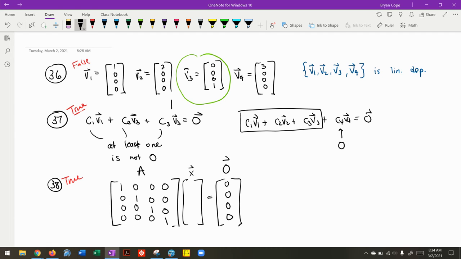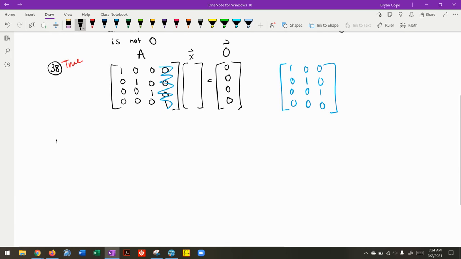So if we eliminate V4, okay, so if we dump this, then we have a new matrix that's 1, 0, 0, 0, 0, 1, 0, 0. We know it's going to REF to this. And we still have a pivot in every column. We don't have a pivot in every row anymore, so we wouldn't be able to span all of our R4, but we still have a linearly independent set. That one is true.